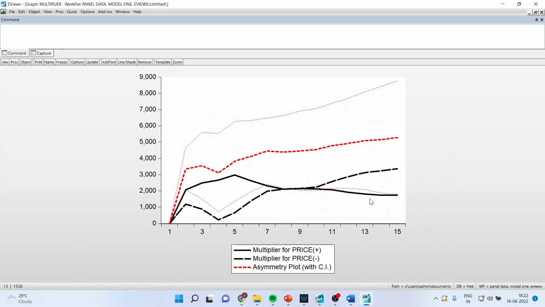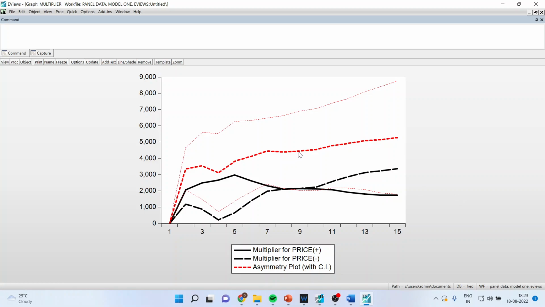You will get many lines. So first we will see the dark line. The dark line is the multiplier for price positive. The dotted line, this one, is the multiplier for price negative. This red dotted line is the asymmetry plot. And these are the confidence interval 1 and 2.